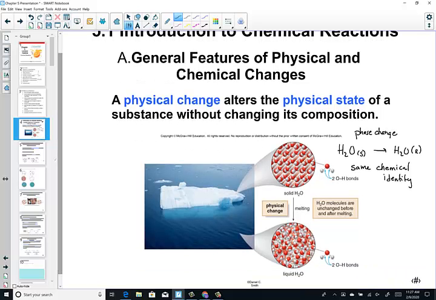A physical change, just as an example, would still have water molecules, 2 H's bonded to an oxygen, 2 H's bonded to an oxygen, and all we did was allow those water molecules to become a higher energy state. Notice that these are more randomly organized. The liquids have an ability to flow, and yet it is still the exact same chemical composition. And that's really the key for a physical change. It alters the physical state, but without changing the composition.